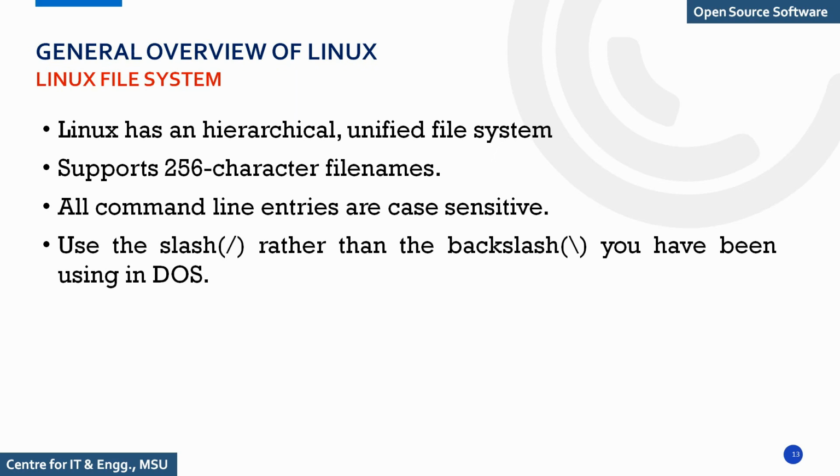Next is the Linux file system. Linux has a hierarchical unified file system. It supports 256-character file names. Okay, a file name can have up to 256 characters. All command line entries are case sensitive. In Linux, you have to use the slash symbol rather than the backslash that we would be using in DOS. So in this, we have to use the slash.